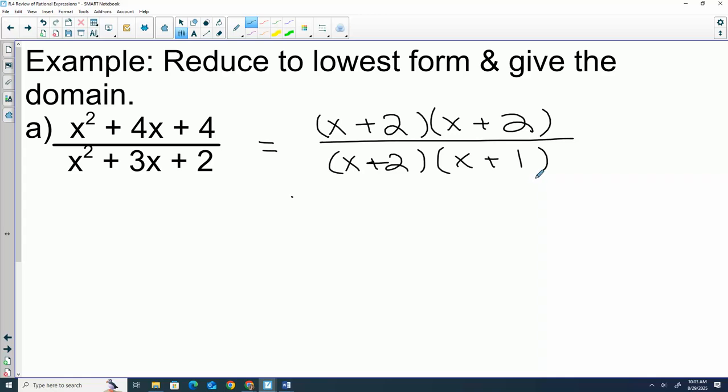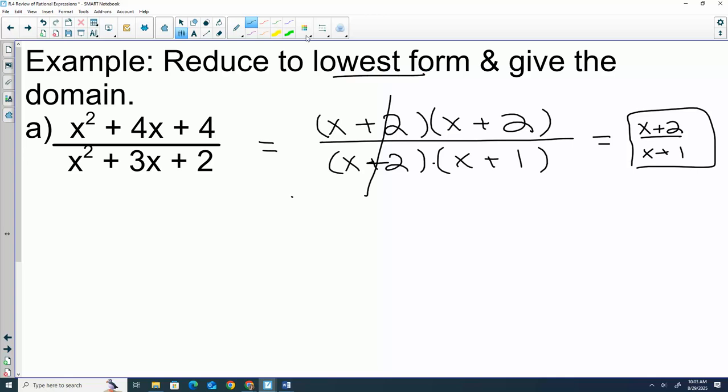All right, so now, what do we see? If I wanted to write it in lowest terms, what can happen? It is an x plus 2 squared. When you're dividing, once it's multiplied together, if the same thing's on top and bottom, we can reduce that, so we can cancel out one of those x plus 2's. And we end with x plus 2 over x plus 1.